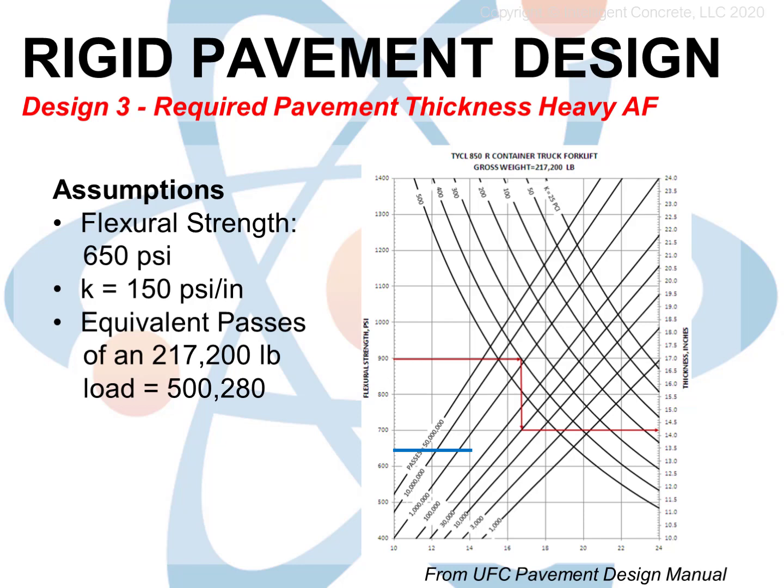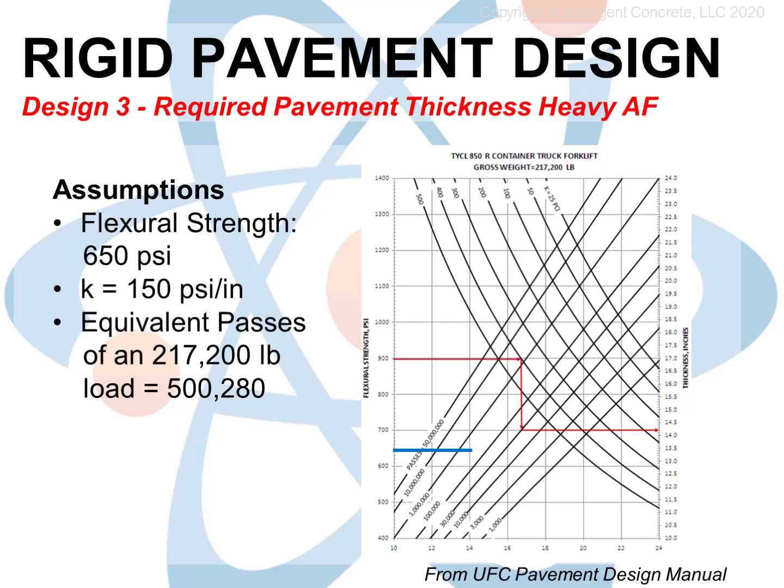But now look what happens when we start getting into the really heavy stuff. We go right off the charts. Look what happens when we enter the chart with an assumed concrete flexural strength of 650 psi and a K of 150 psi. If we go straight across from 650 psi, we never intersect the 150 psi line, no matter the pavement thickness. So what do?